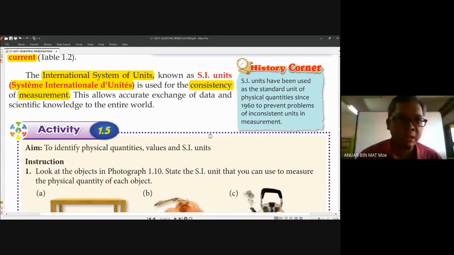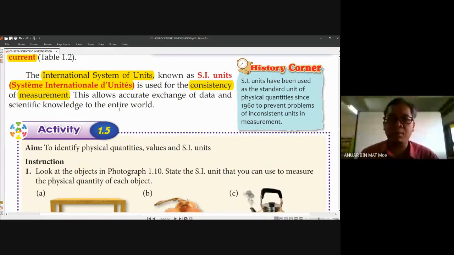We cannot use different units, for example, for measuring length, because we would have inconsistency. Imagine we have 2 engineers, one from Malaysia and one from China. If we use different types of measurement, there will be a problem. Maybe the engineer from Malaysia uses meter, and the engineer from China uses another unit, so there is no consistency, and maybe there is a problem later.